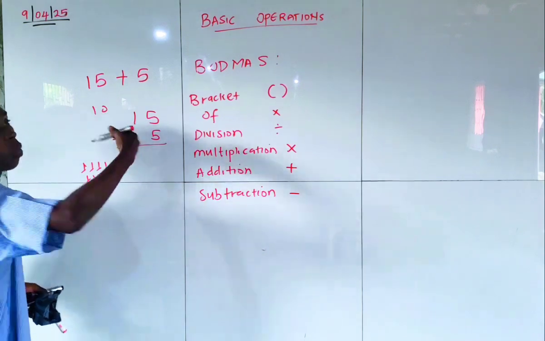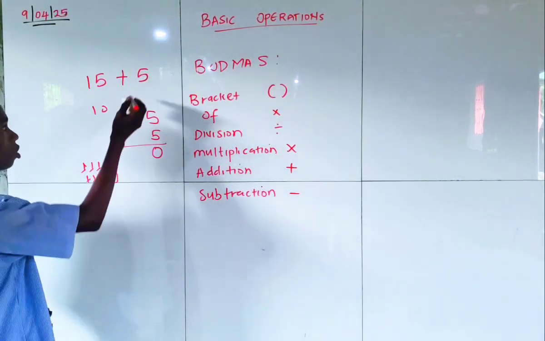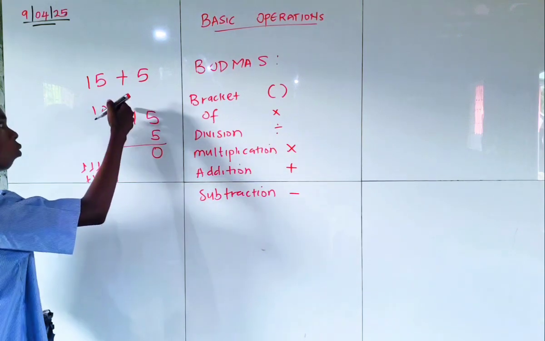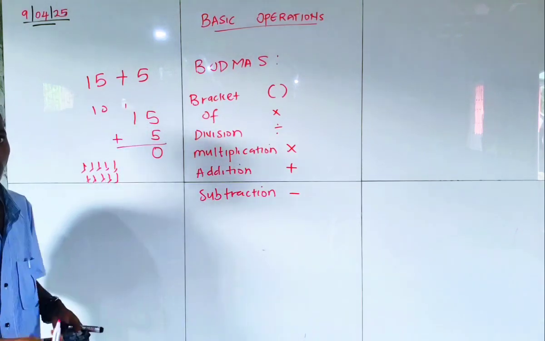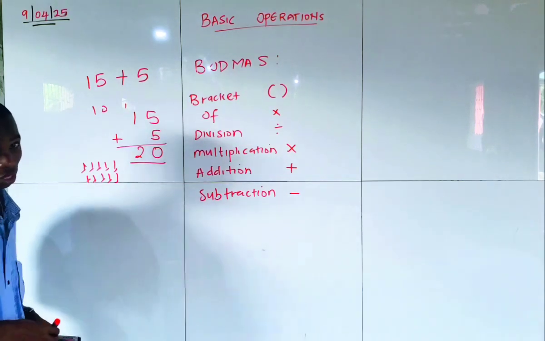So we'll put the digit at our right hand side, which is 0. We'll bring down the 0, and then this 1 now is coming to this side. So that 1 plus this 1 will give us 2, which is 20. So that is it for addition.